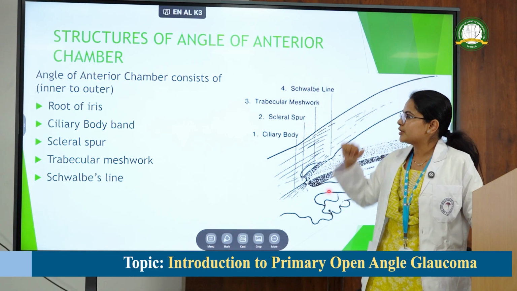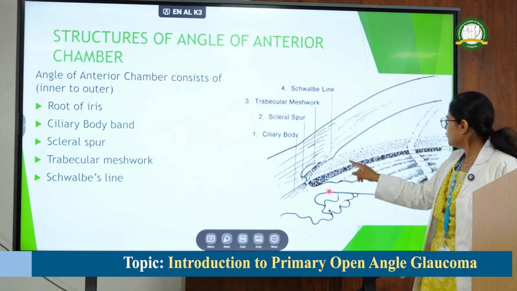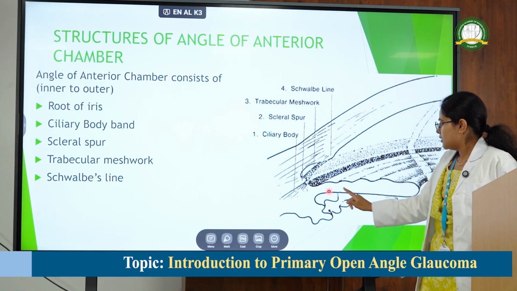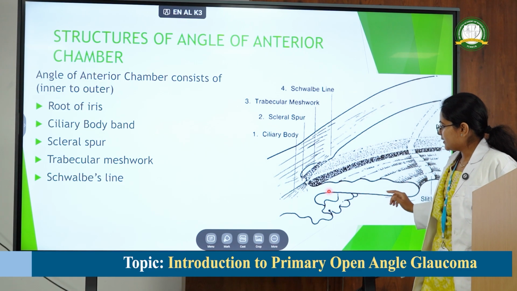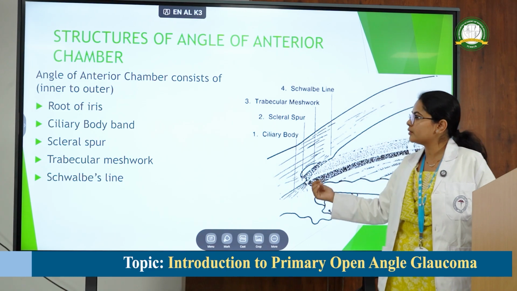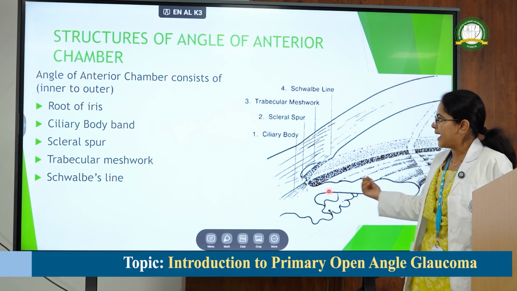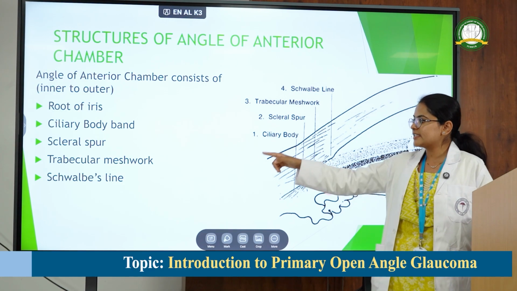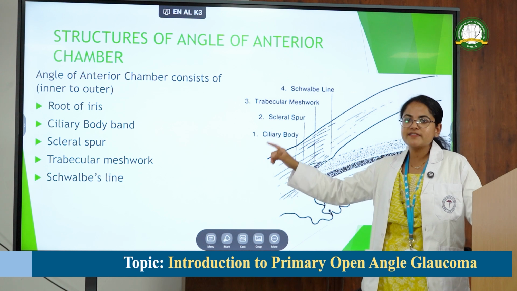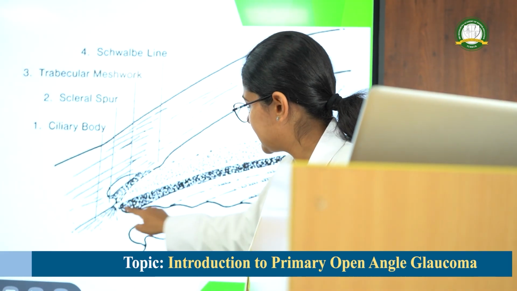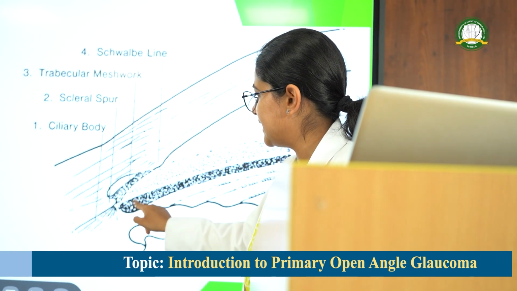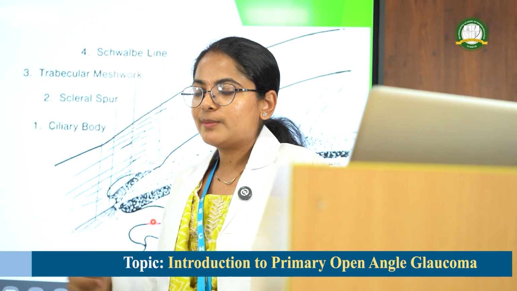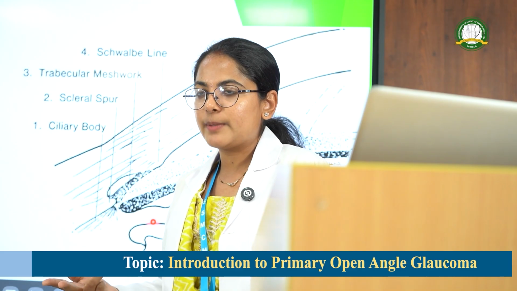Now coming to the structures of the angle of the anterior chamber. This is the root of the iris. After the root of the iris, the root of the iris is joined to the ciliary body, so there is the ciliary body band. Then the next structure is the scleral spur. What is the scleral spur? It is the posterior lip of the scleral canal. This is the scleral canal, and its posterior lip is the scleral spur. Then we have the trabecular meshwork. There are two types: the anterior trabecular meshwork and the posterior trabecular meshwork.